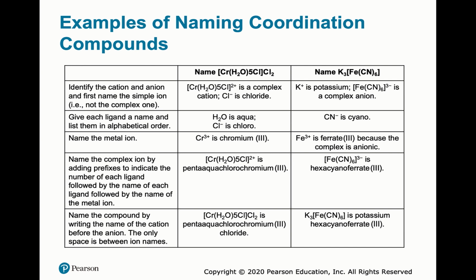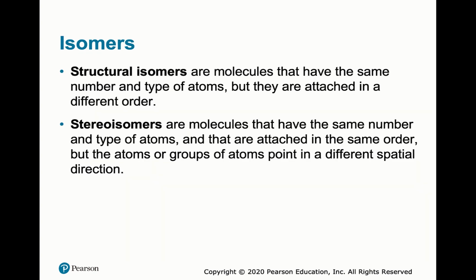Ferrate for the iron, and cyano for the cyanide. And there's 6 of them, so it's going to be hexacyano. So the whole thing is you say the word potassium, and then hexa 6, cyano for cyanide, ferrate, and 3 for that. So 3 for the minus 3 ion. So it's potassium hexacyanoferrate 3, with 3 being the negative 3 charge.